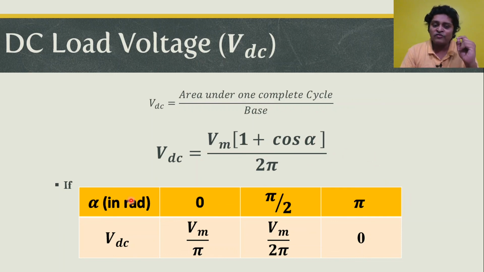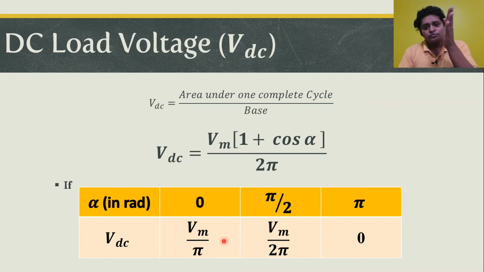Now if I go for different values of alpha, let's substitute different angles for alpha. If I substitute 0, obviously the value of cos 0 is 1. So that gives me 1 plus 1, 2. So that becomes 2 Vm by 2 pi, which gives me the value Vm by pi. If you remember, it is the same formula as the half wave rectifier. So it is the voltage of the half wave rectifier. 1 by pi is 0.32, so that becomes 0.32 times Vm.